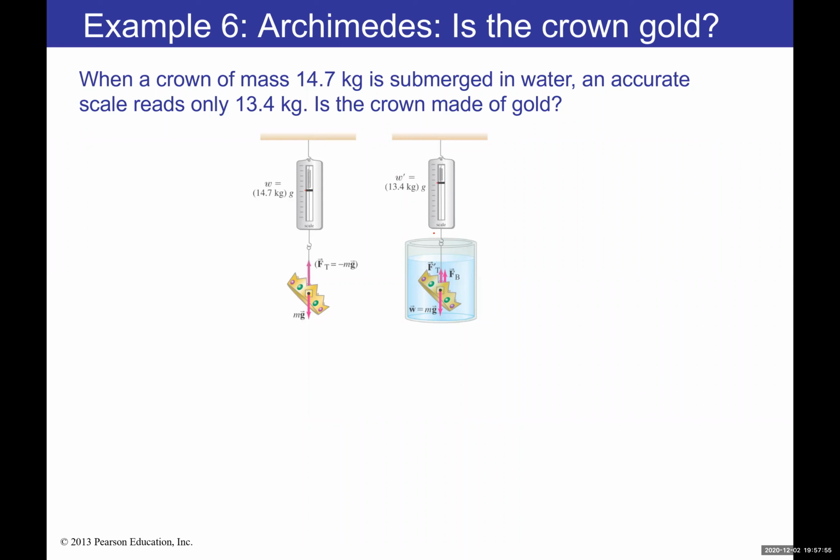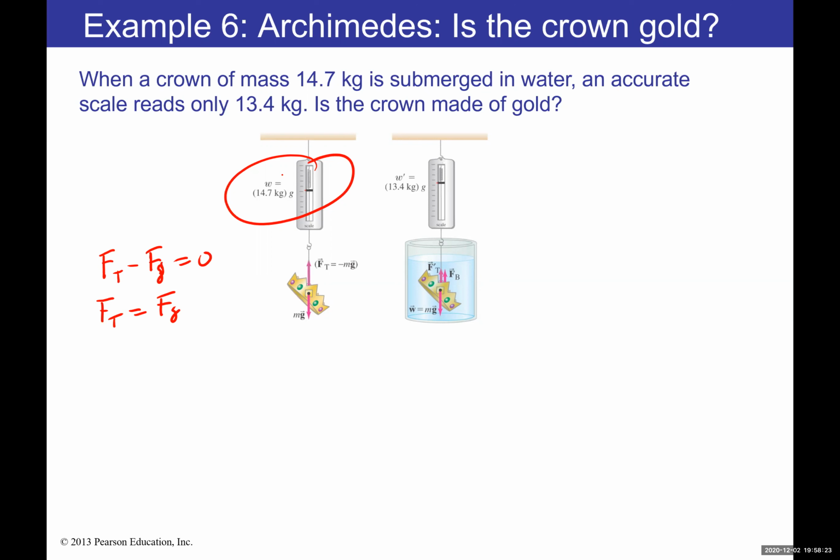Because when you're measuring in air, this reading is actually the reading of the tension force. If you have just the crown in air, the forces acting on the crown are the gravitational force downward and the tension force upward. So F_T minus F_G equals zero because it's just hanging. That means F_T equals F_G, so the tension force is basically equal to the weight.